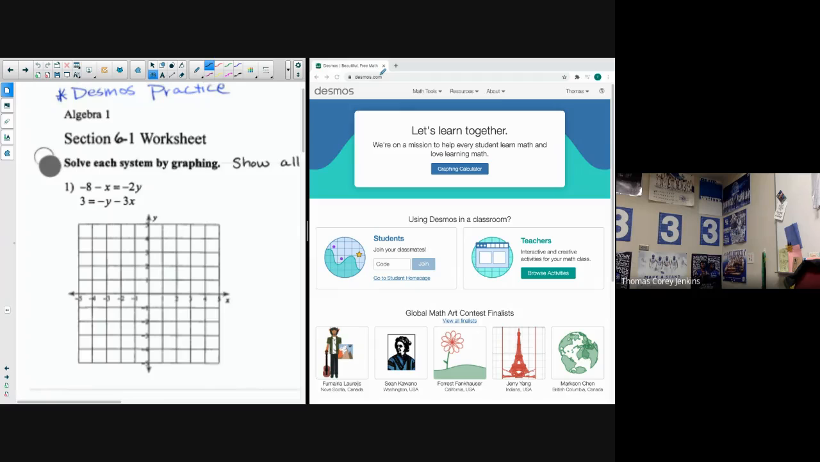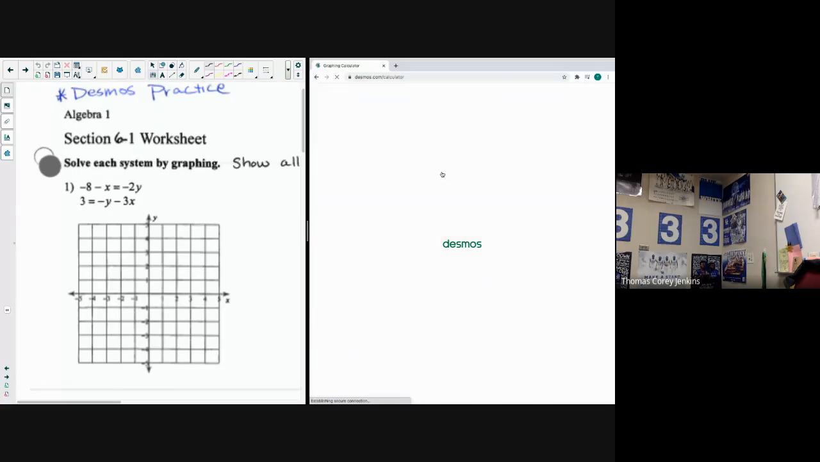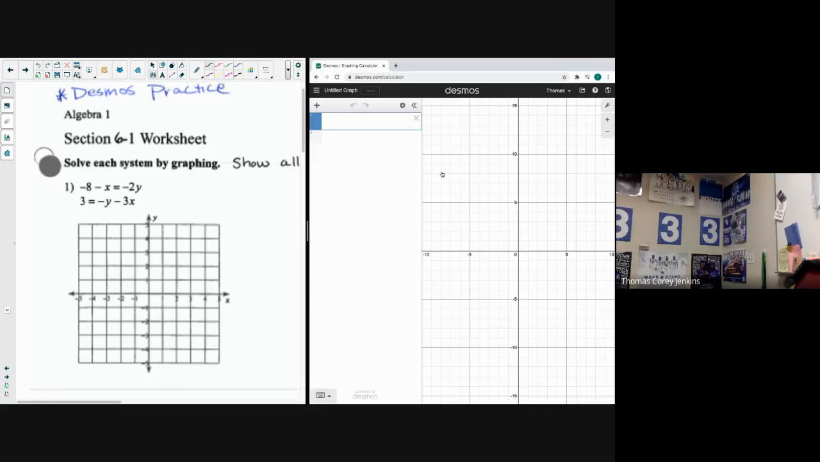And then I suggest you sign up and make an account. It takes like 2 seconds. You can just sign in with Google, and then you can save graphs. But you don't ever have to make an account. So I'm going to go ahead and go into my graphing calculator now that I'm at the home screen. I'm just clicking graphing calculator. And it's just going to bring up this blank coordinate grid, okay?